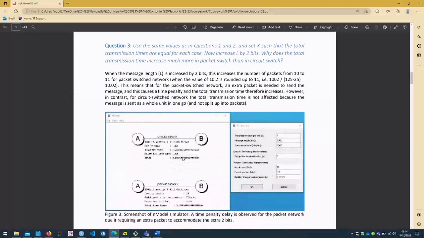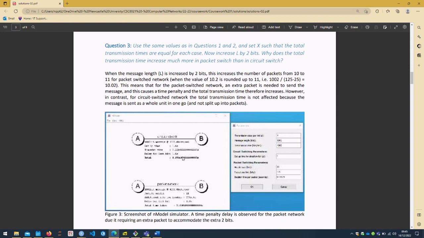So, third question. This is where we increase the message length by 2 bits. In the previous questions we had to calculate the value of n. That came out as 10, and it was the right fit.